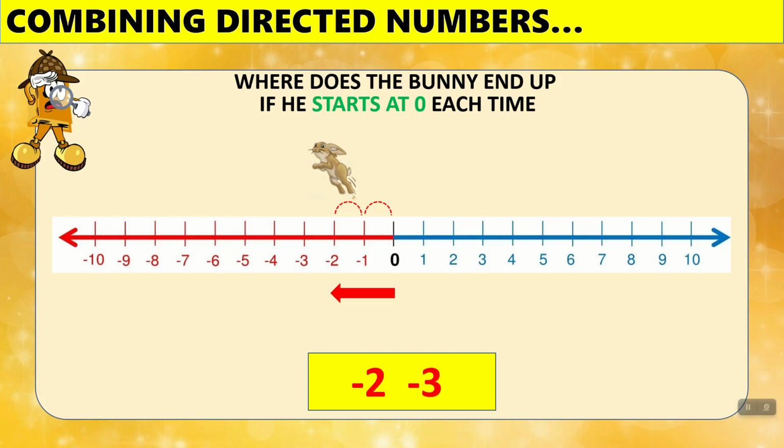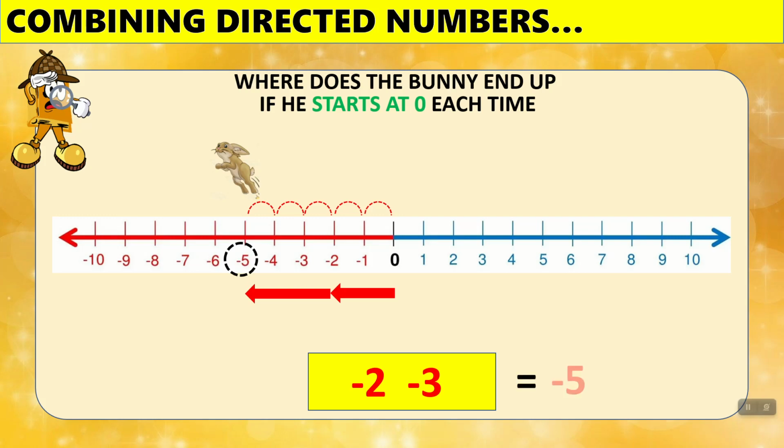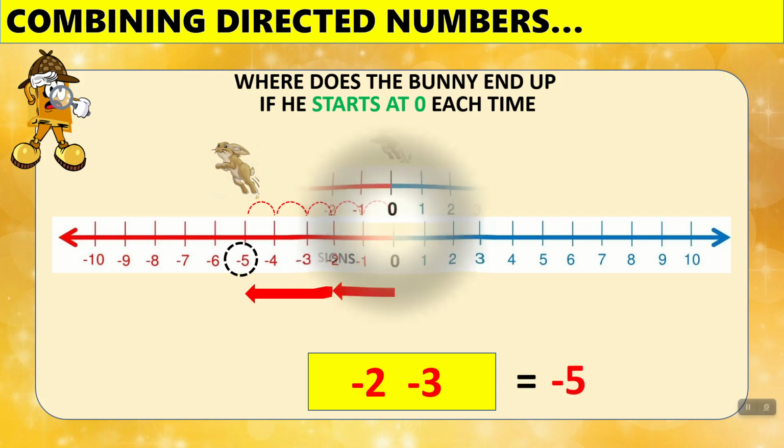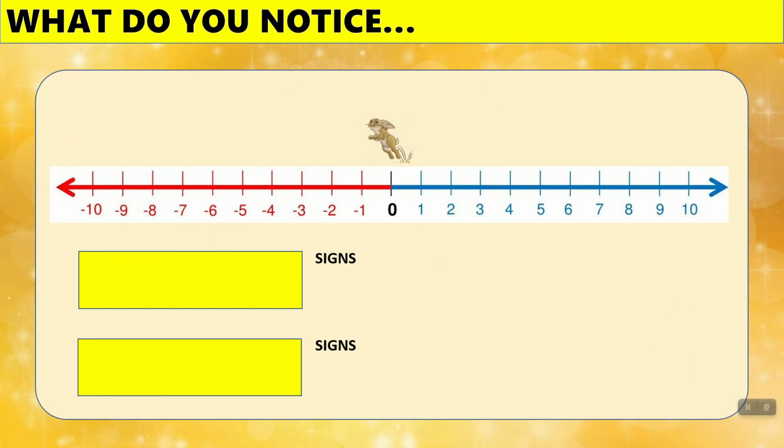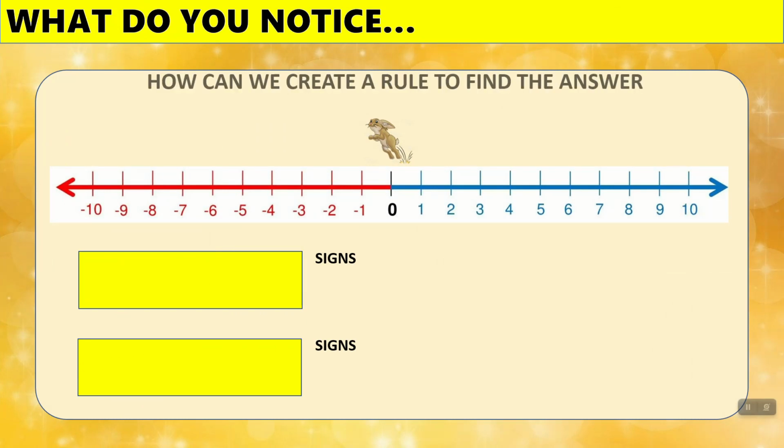And we have to move minus 3 now. And so we move 3 more spaces to the left, 1, 2, 3, and we end up at minus 5. So minus 2 minus 3 equals minus 5. Now let's take a look at what we noticed with these questions on the previous slides.